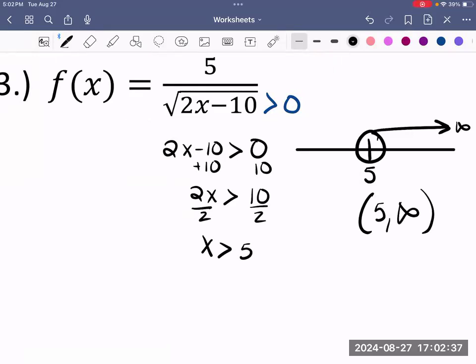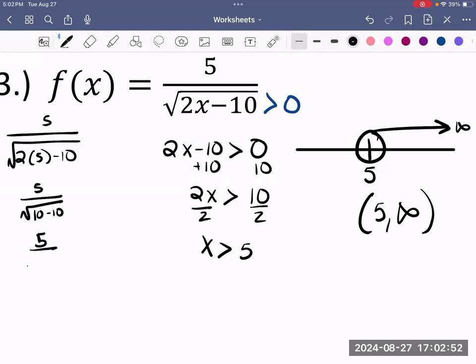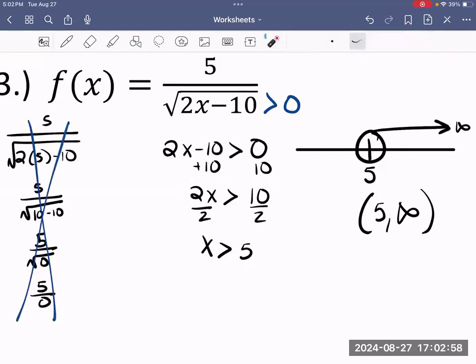And again, we can test that this is true. 2 times 5 minus 10 under a square root and under in the denominator. So you have 5 over the square root of 10 minus 10, which is 5 over the square root of 0, or 5 over 0. So this is not okay. So anything 5 and below is going to be considered 0 in the denominator, which we are not allowed.